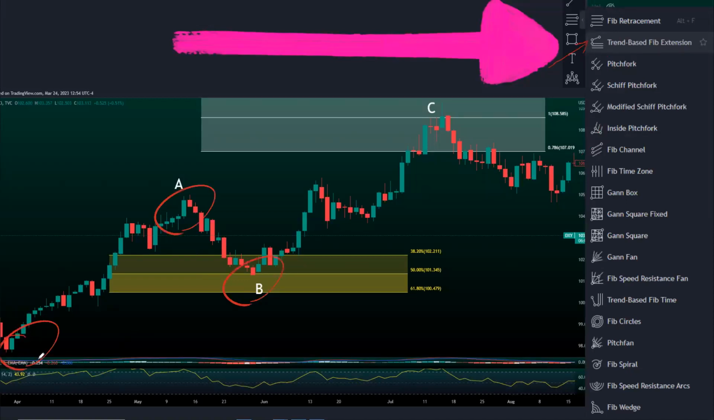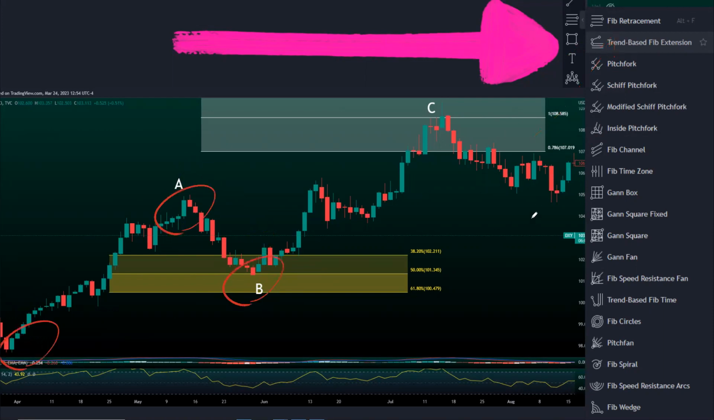And so what you do is you connect your swing low to your swing high, but there's actually 3 connection points. So after you get your swing low and high, you're going to connect it to the bottom, right? To the bottom of this retracement. So you would connect this zone, and this zone right here. These 3 areas is going to be the basis for your trend-based Fibonacci extension tool.